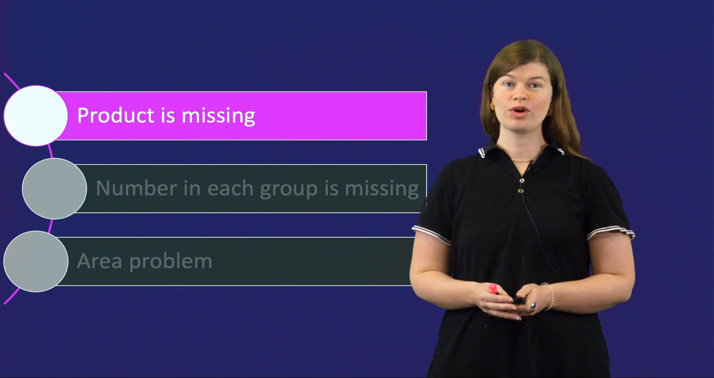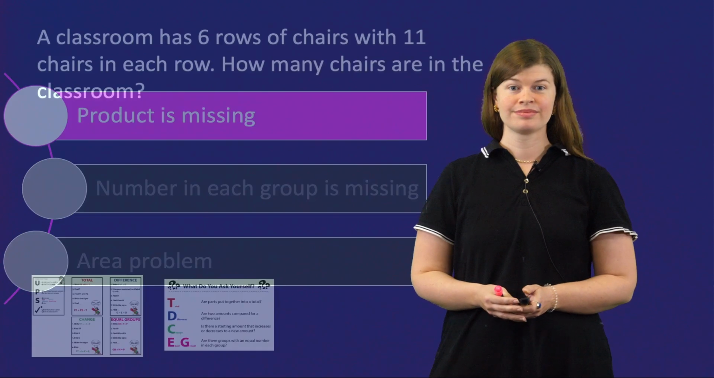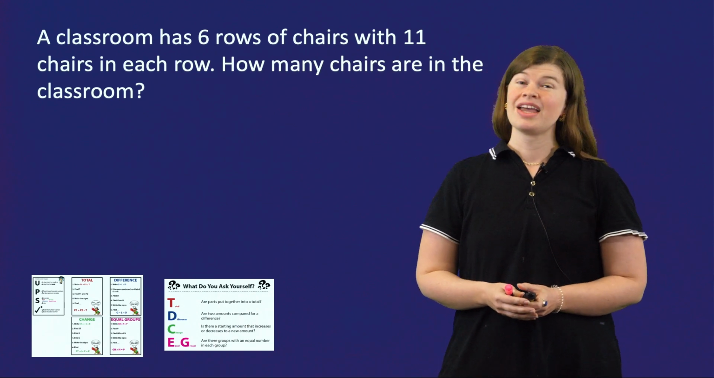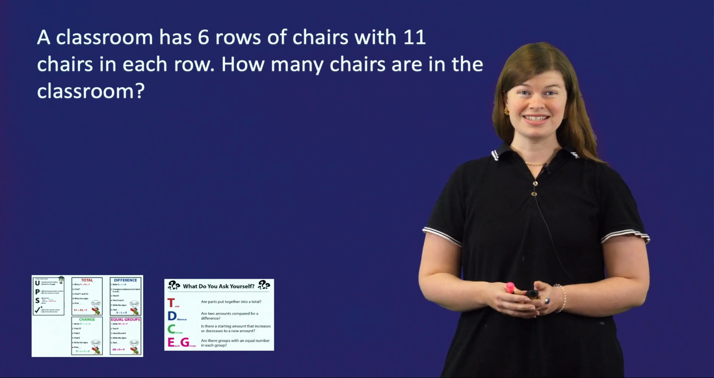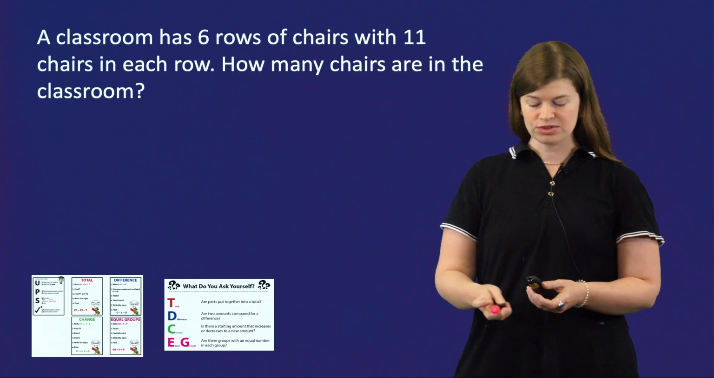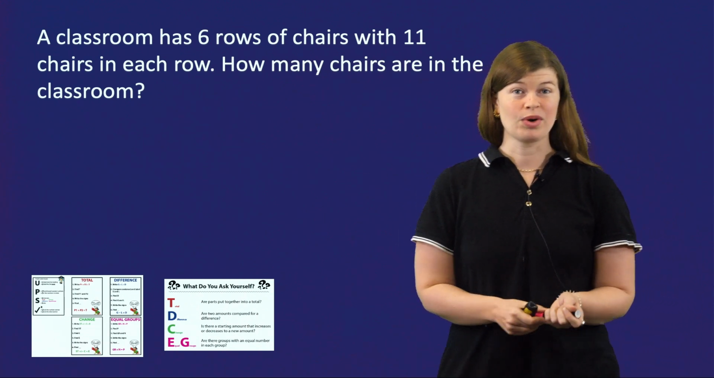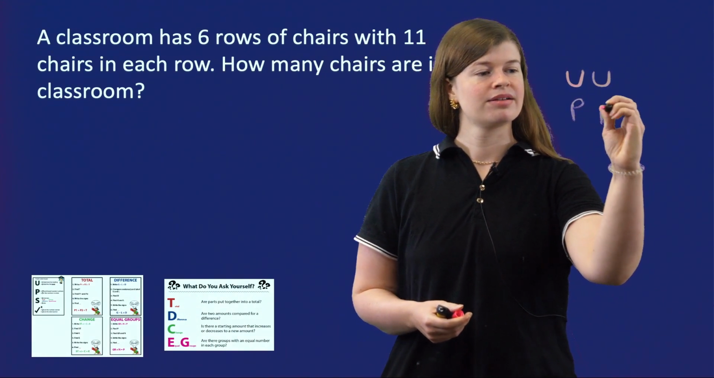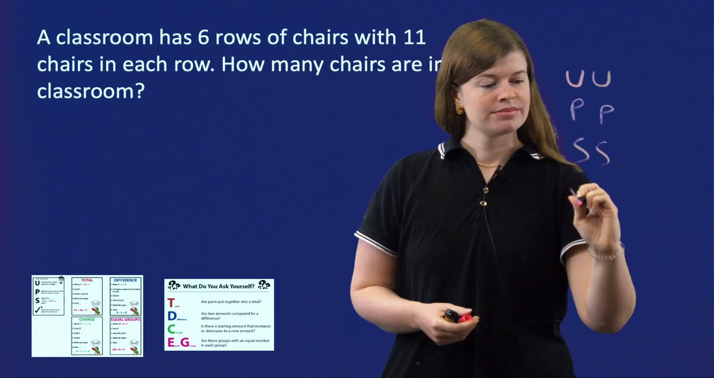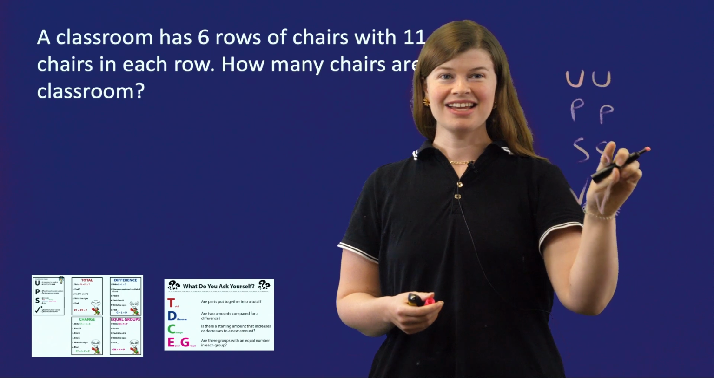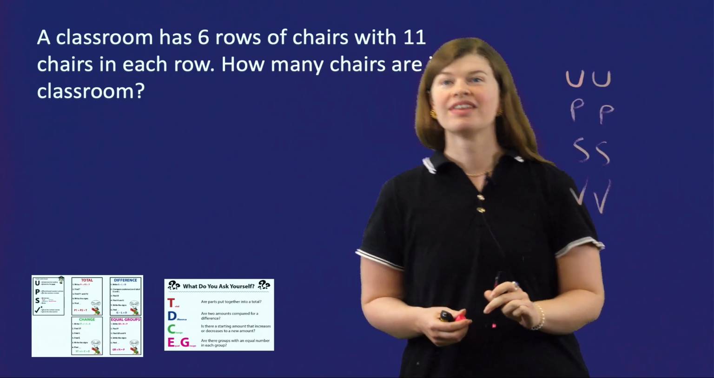Let's look at a problem where the product is missing. Here we have a word problem. My first step is to check and see if there's a table or a graph. There is no table or a graph, so I can go straight to my UPS check squared attack strategy. I've written UU, PP, SS, check, and check.